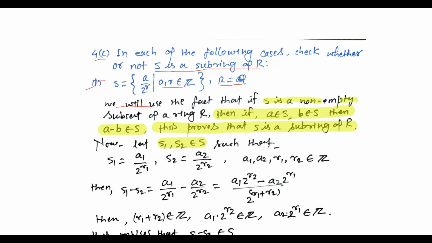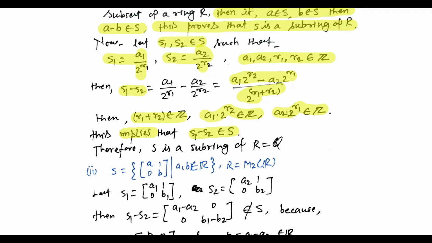Let s1, s2 belong to S such that s1 is equal to a1 by 2 to the power r1, s2 is equal to a2 by 2 to the power r2. Then s1 minus s2 is equal to a1 by 2 to the power r1 minus a2 by 2 to the power r2. Hence, by rearranging the terms, it is shown that s1 minus s2 also is in S, and S is a subring of R.